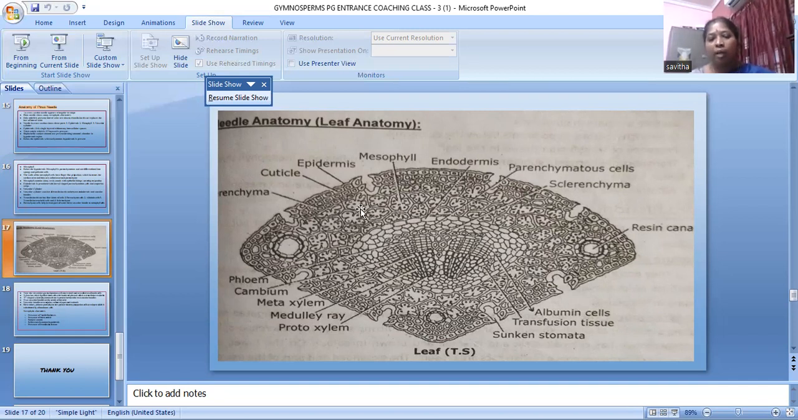Below the hypodermis, the mesophyll is made up of parenchymatous tissue. In the diagram, you see finger-like projections, which are called armed parenchyma, in the mesophyll cells. No differentiation of palisade and spongy parenchyma is seen. This armed parenchyma helps in increasing the surface area of the leaf. Resin canals are also present in the mesophyll.